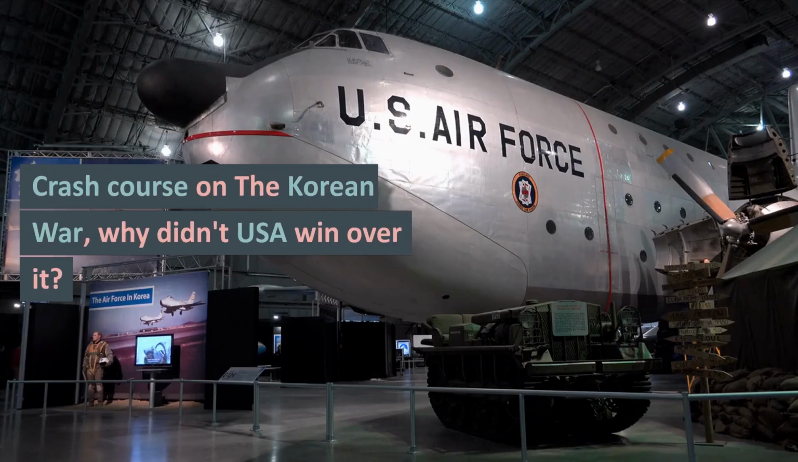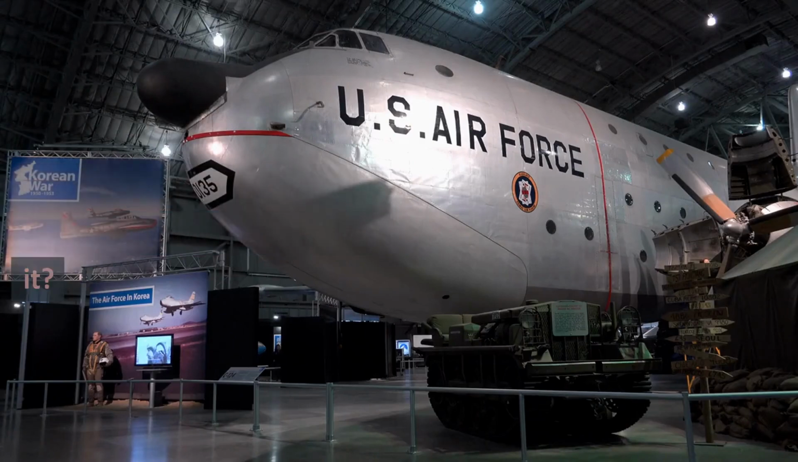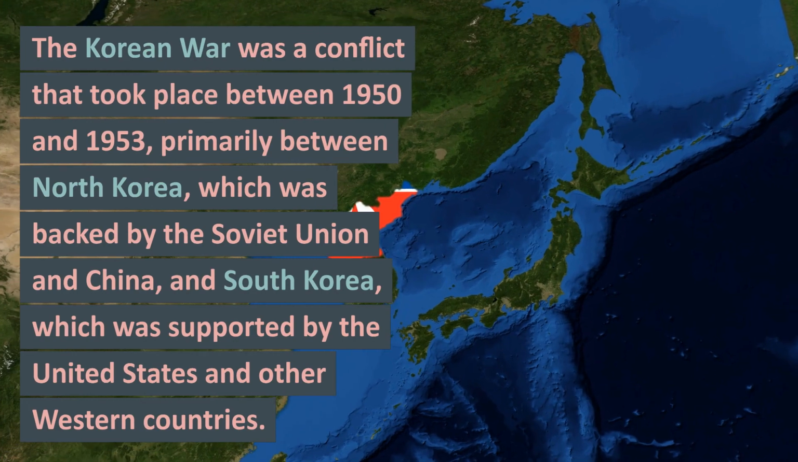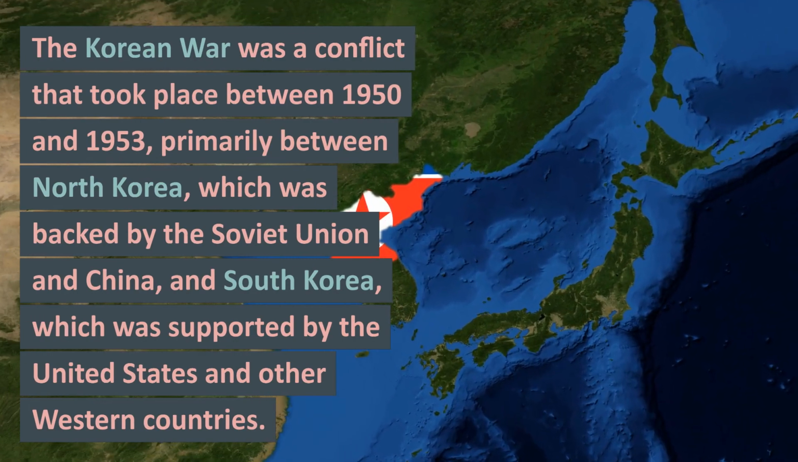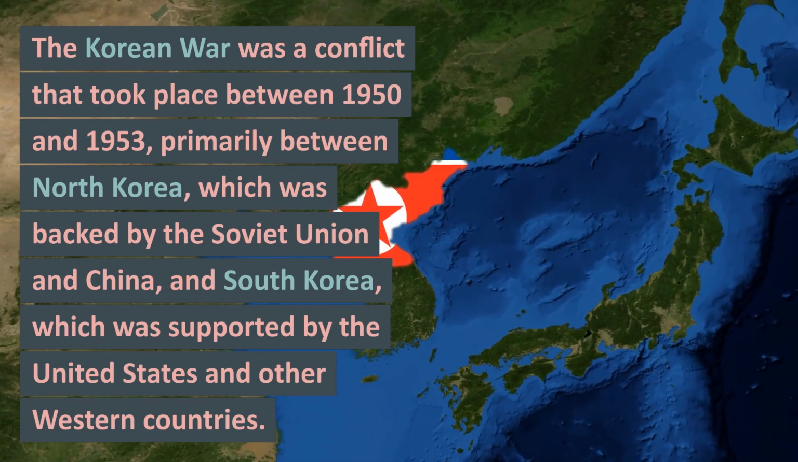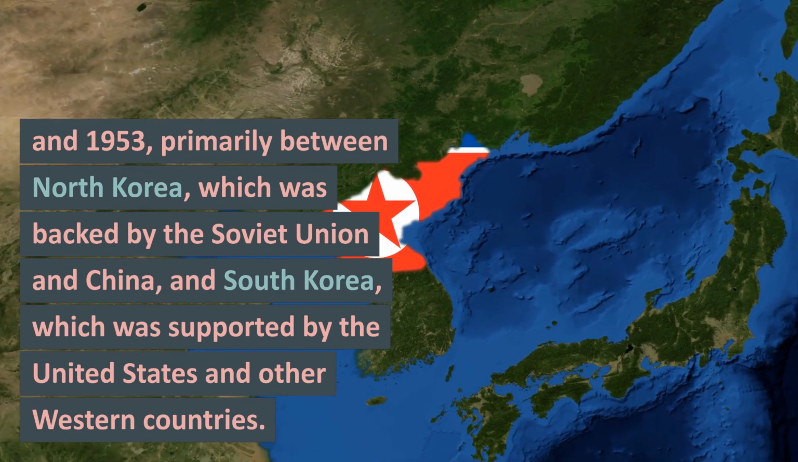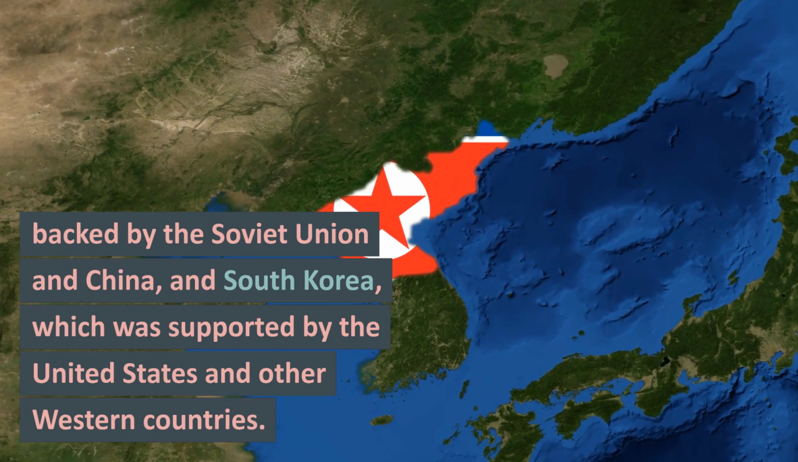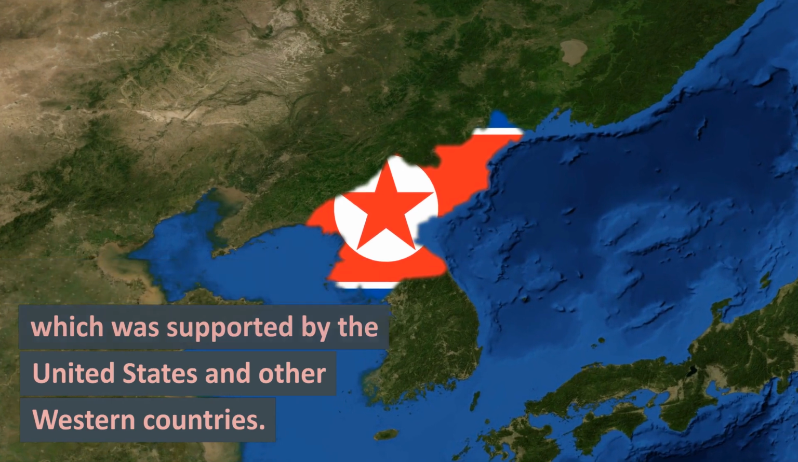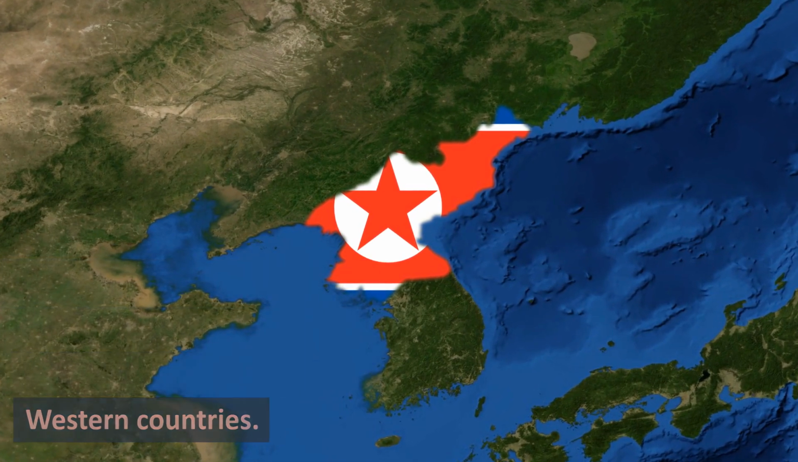Crash course on the Korean War. Why didn't USA win over it? The Korean War was a conflict that took place between 1950 and 1953, primarily between North Korea, which was backed by the Soviet Union and China, and South Korea, which was supported by the United States and other Western countries.